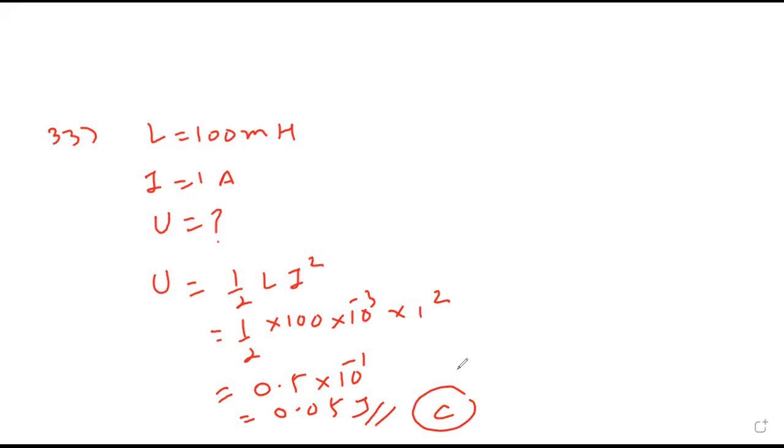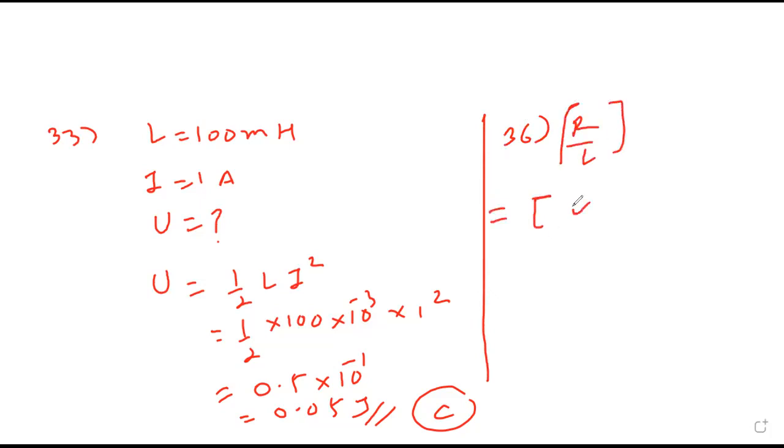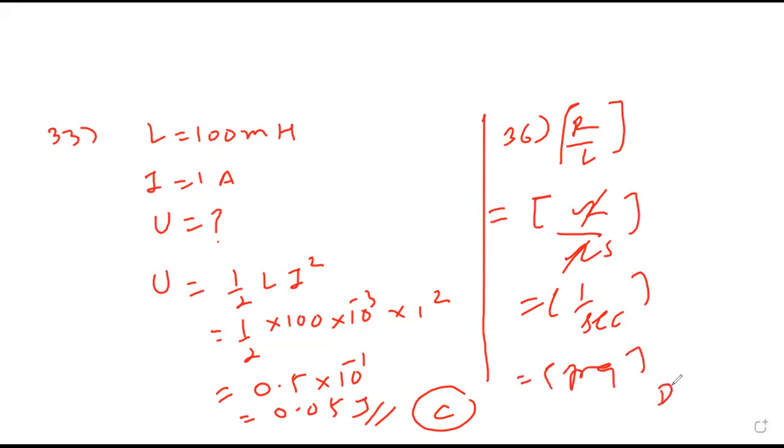34, 35 I can't do because that is part of AC. Tell me the 36th one, the dimension of R by L. This also I have explained to you. R is ohm, L is ohm second. So 1 upon second. It is similar to the dimension of what? Frequency, right? Okay.